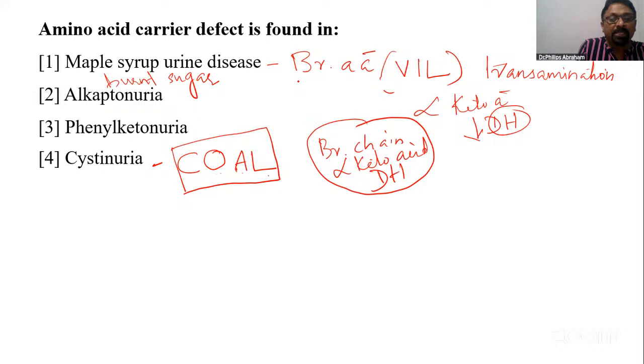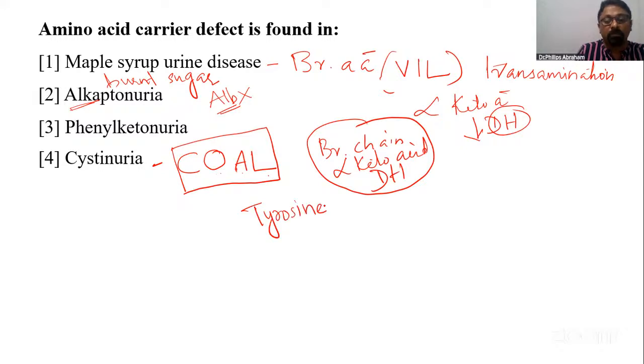So it's related to branched-chain amino acids. Branched-chain amino acids are valine, isoleucine, leucine. And alkaptonuria. What's the meaning of the word alk? We know about albinism, where albus means white. Alk is just the opposite. Alk means what then? Black. Black colored urine. It happens in which metabolism? Tyrosine metabolism.